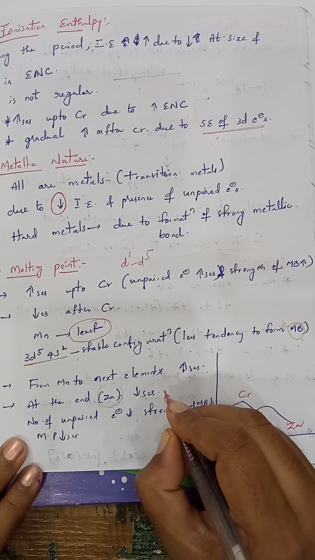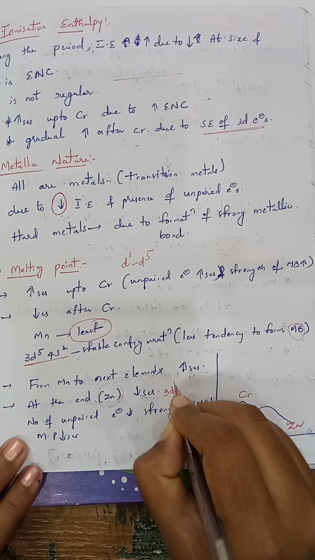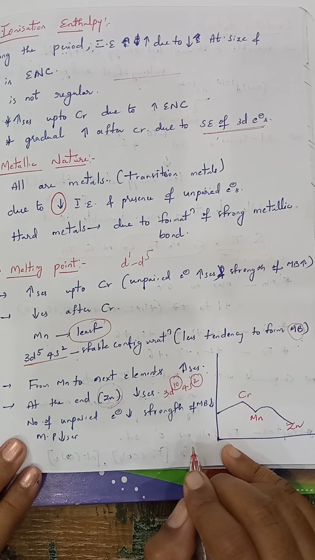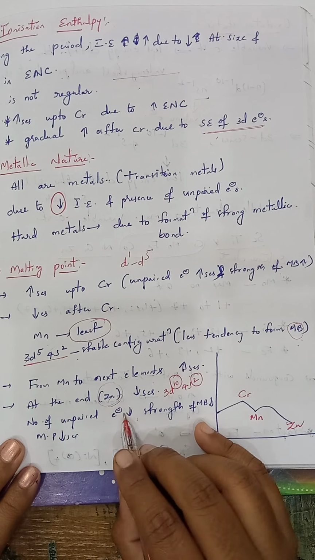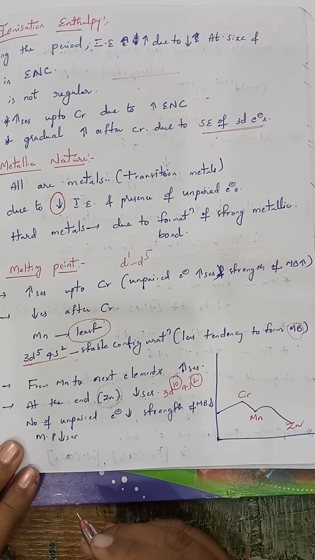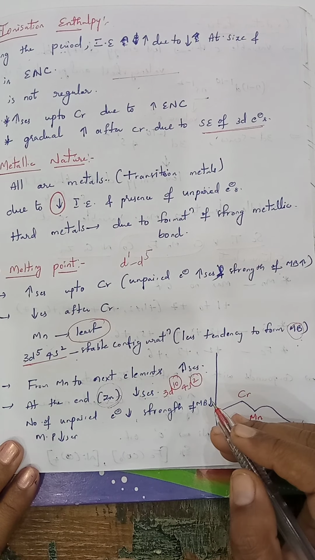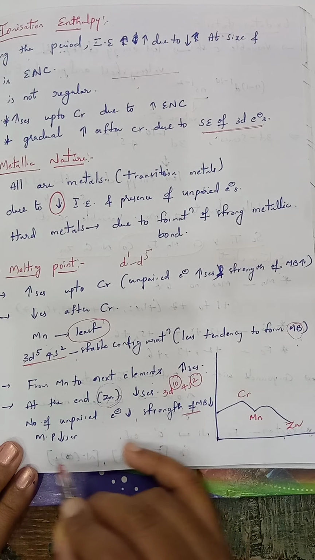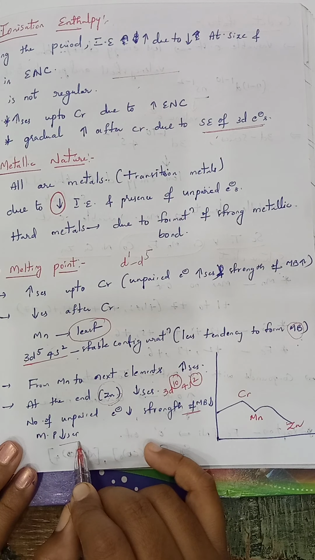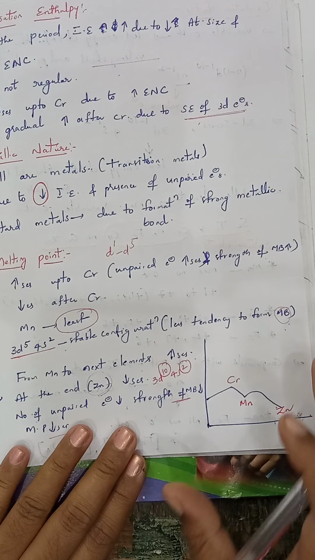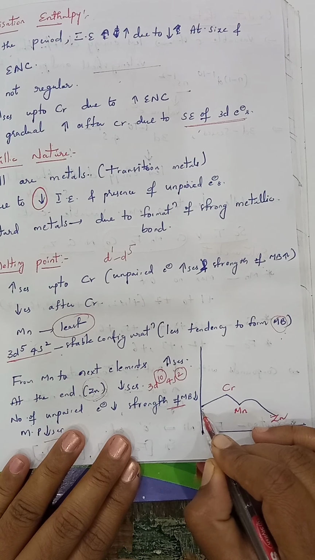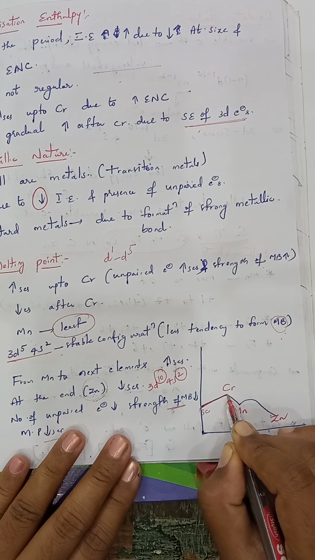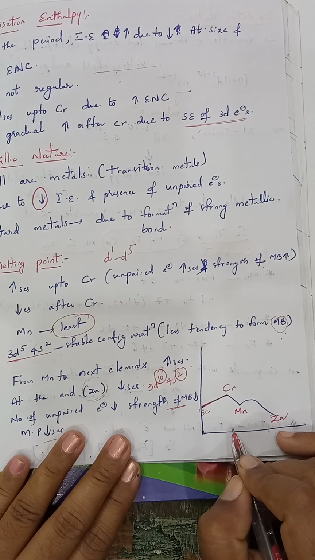In zinc, what is the electronic configuration? 3d10 4s2. In this case, all the d electrons and s electrons are completely filled. The number of unpaired electrons decreased. Once the number of unpaired electrons decreases, the strength of making metallic bond also decreases. Automatically, to break this weak bond, it requires a minimum amount of energy. Melting points also decrease. And if you plot a graph for this, first from scandium to chromium it gradually increases. Chromium has the highest melting point.